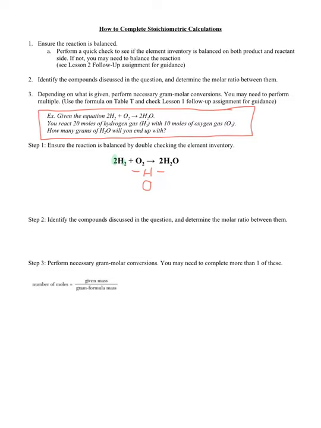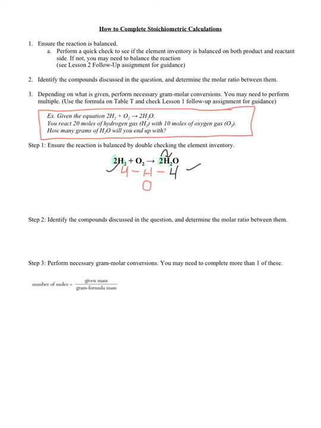I have a total of 4 hydrogens on the reactant side. And then on the product side, same thing. I have a coefficient of 2 and I have a subscript, and I know that what that means is that this is going to be distributed. So I also have a 4. So far my hydrogens are balanced.